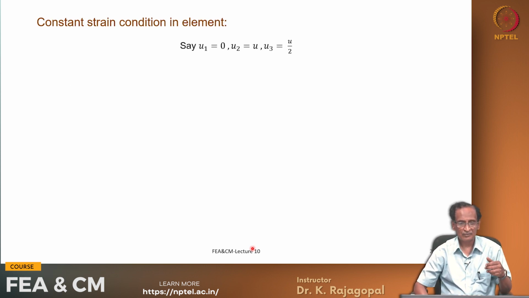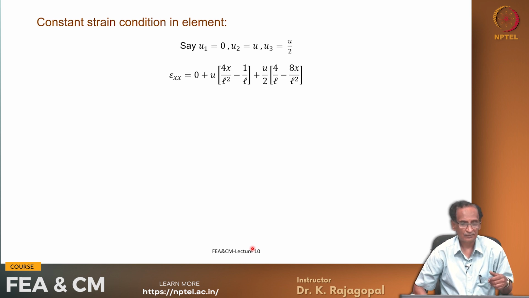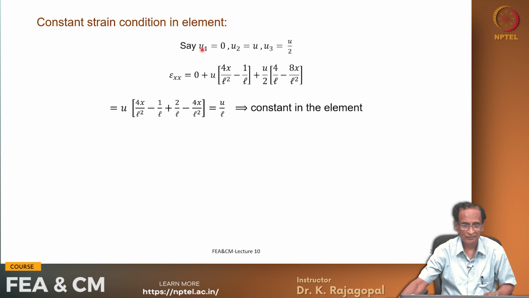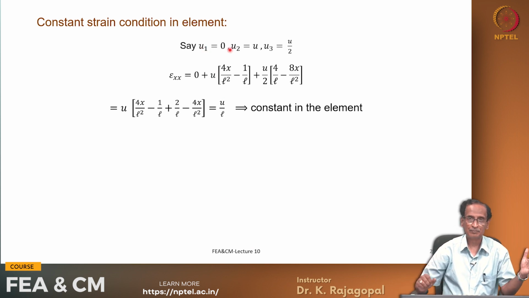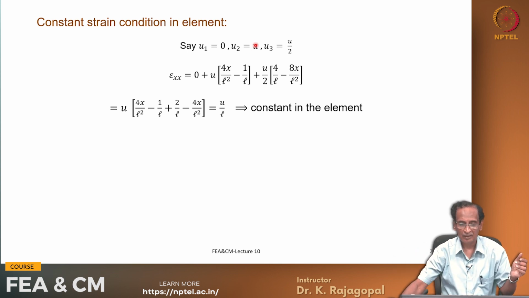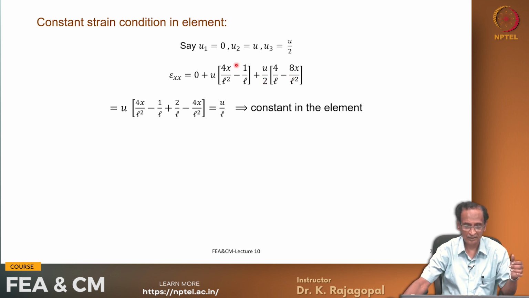And similarly, we can examine whether we can predict a constant strain state within the element. Let us say our u1 is 0, that is the left side node is fixed, and the right side node is deformed by u, and the central node should deform by u by 2, right. So our epsilon xx is 0 plus u times 4x by L square minus 1 by L plus u by 2 times 4 by L minus 8x by L square. These are the terms that we derived earlier.